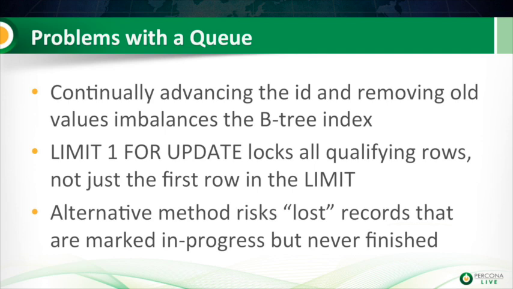The alternative method, where you set an in progress flag until you're finished with the row, has a risk that if the session that marks it as in progress then crashes or exits abnormally, that row does not revert back to an unfinished entry in the queue. It sort of goes into a limbo state where nobody's working on it, but it's still marked in progress. And then you would have to have some task to clean those up and mark them as unfinished if they are detected as being idle.